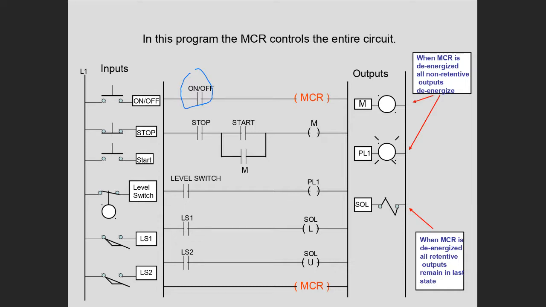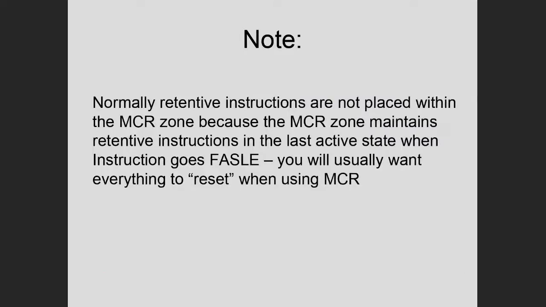So if it counted out to 11 seconds and you stopped it and you restarted the count, it wouldn't reset back to 0. It'll start at 11 to keep on counting. Well, if you put that retentive timer or any retentive device in the MCR zone between the start and the end fence, then it's going to retain that count or that state. And so typically, you don't want to do that.